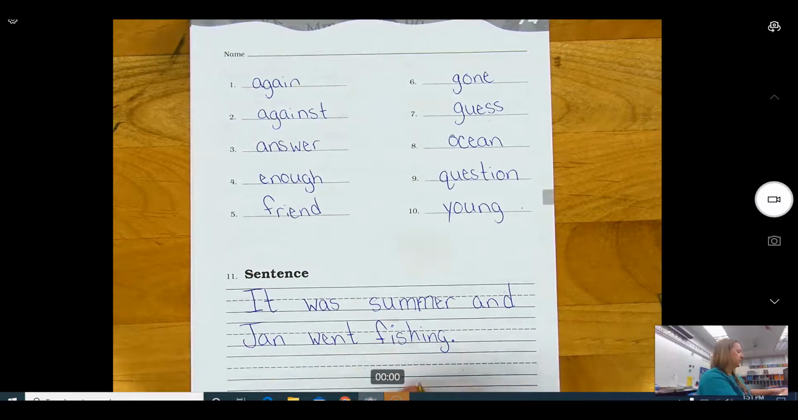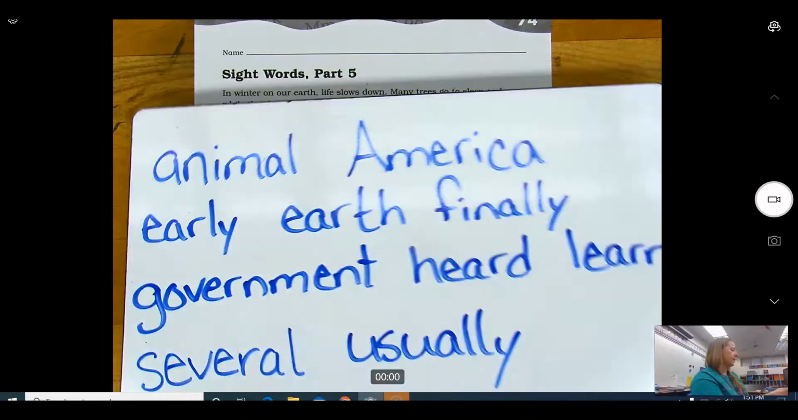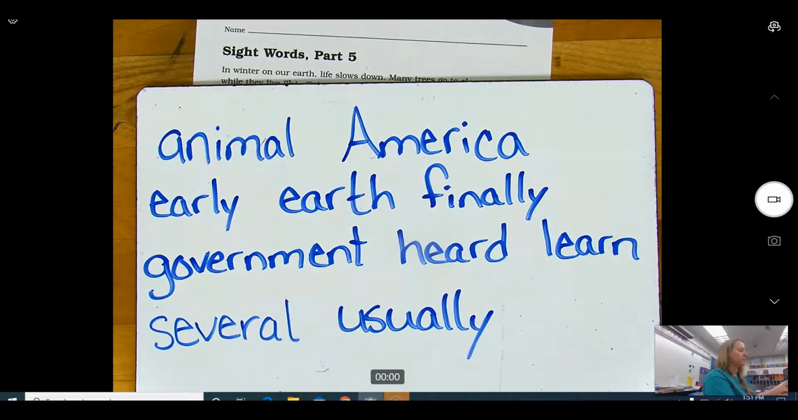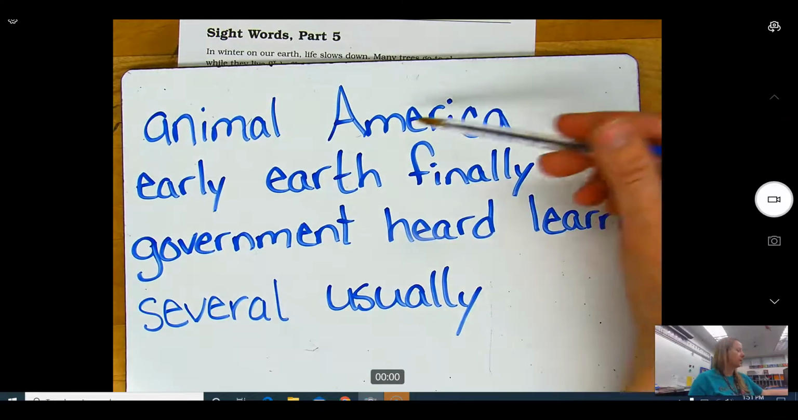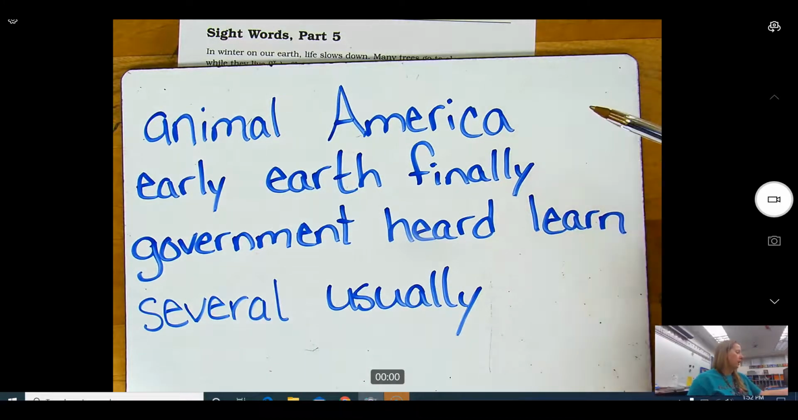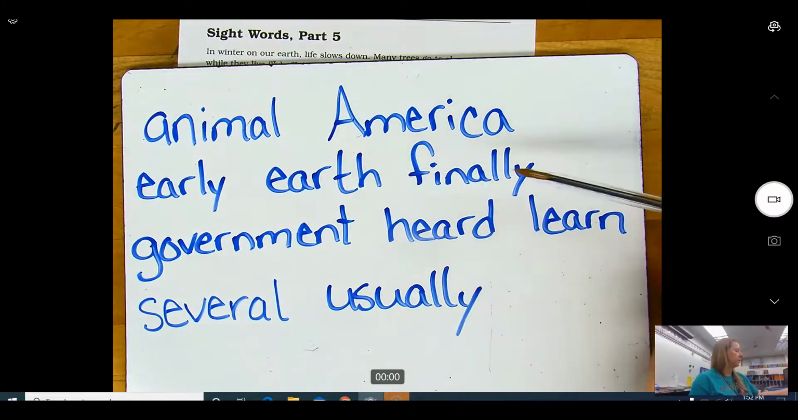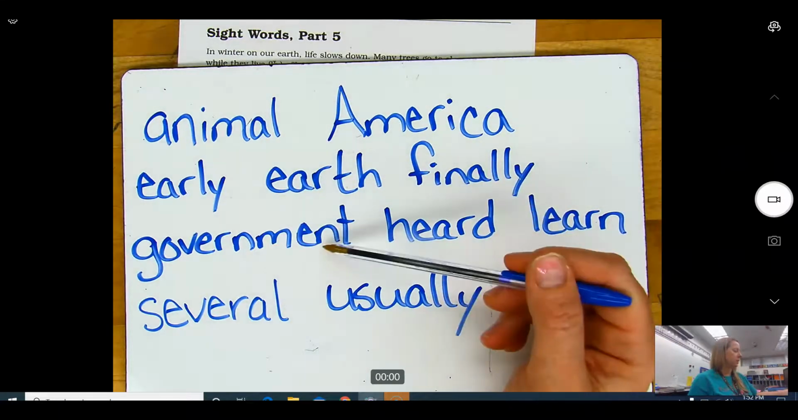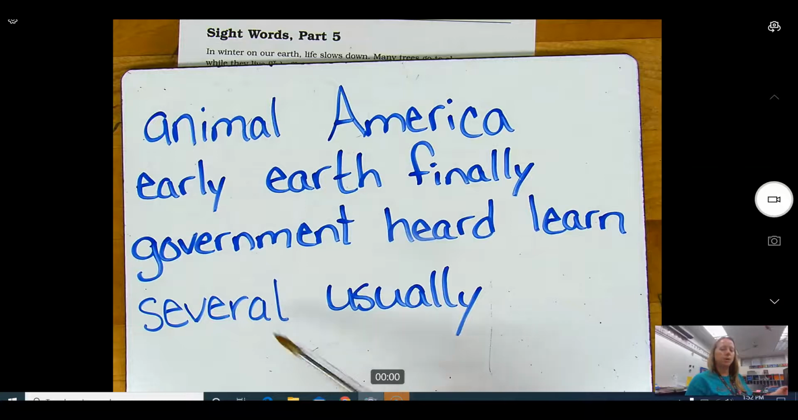We're going to go ahead to our new words. We already read these, but let's look at them again. So echo after me. Animal. America. America is capitalized because this is a proper name of our country. Early. Earth. Finally. Government. Heard. Learn. Several. And usually.